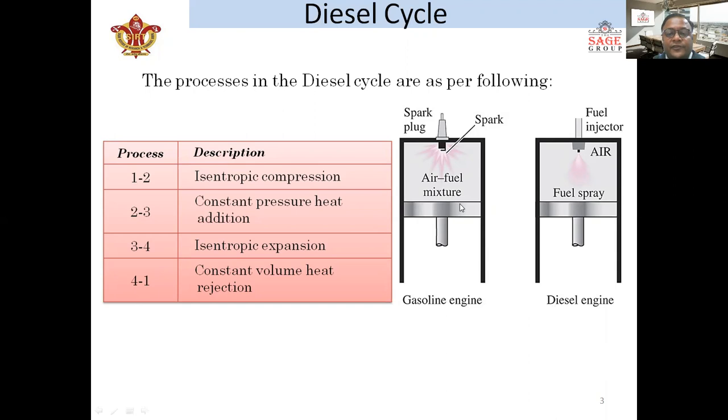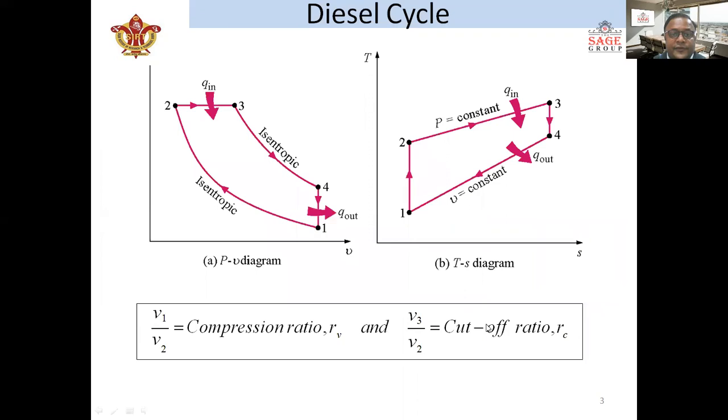When an air-fuel mixture comes into the engine cylinder, it is called a gasoline engine or petrol engine, where the spark plug is mounted at the cylinder head. In the case of the diesel engine, only air is compressed and the fuel is injected by the fuel injector at the end of the compression stroke, and the combustion process is initiated by this method. That is called a diesel engine.